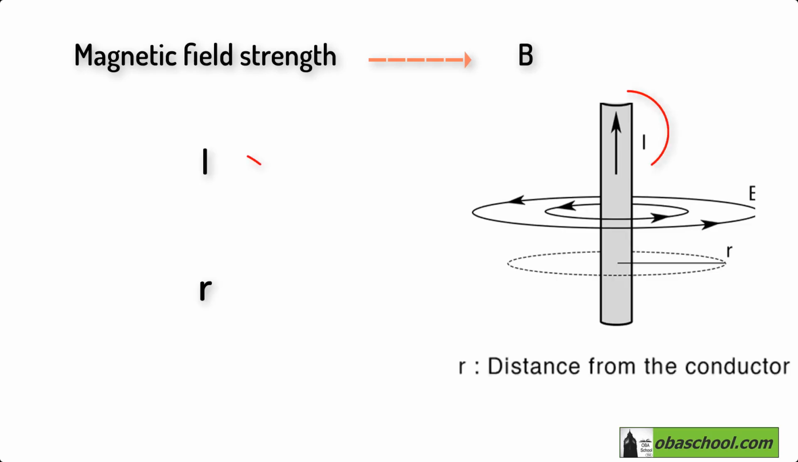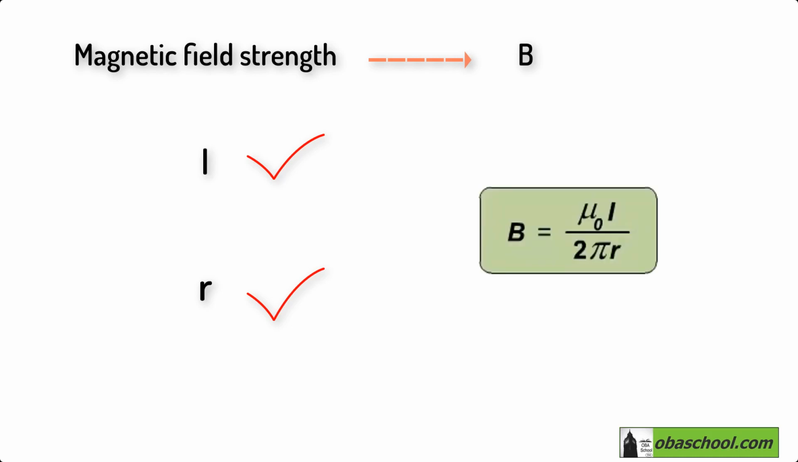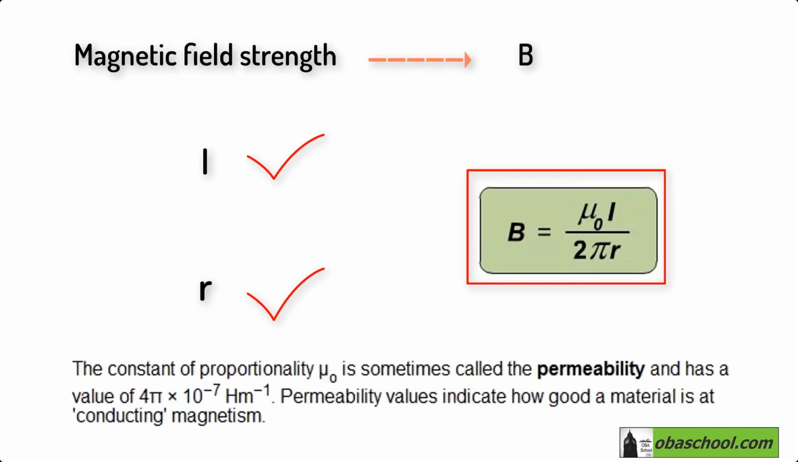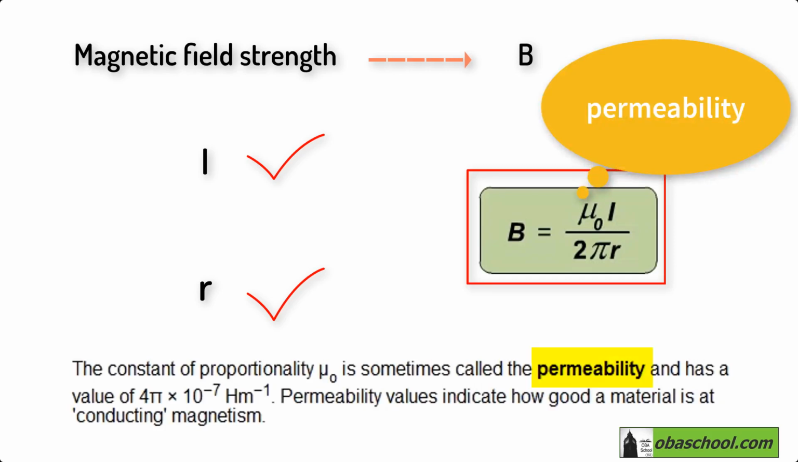To find the value of the magnetic field strength, represented by letter B, we have to know the current in the wire and the distance r from the wire. B is equal to μ0 I over 2 pi r, where μ0 is the permeability. It is the constant of proportionality, and it's equal to 4 pi times 10 to the power minus 7 henries per meter. And the permeability values indicate how good a material is at conducting magnetism.